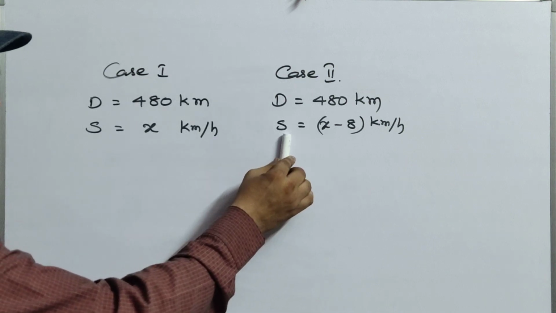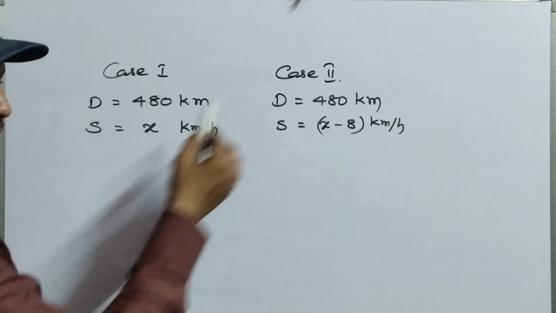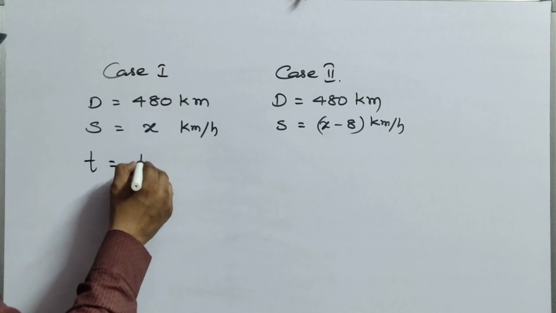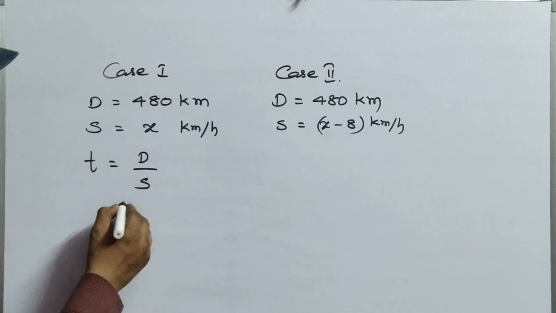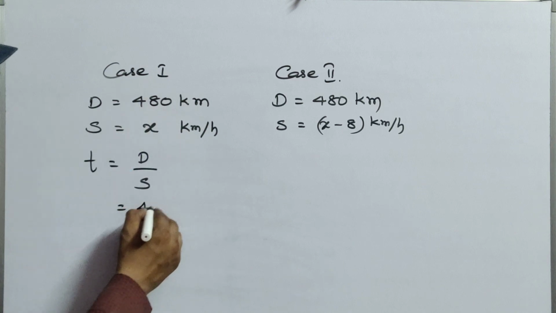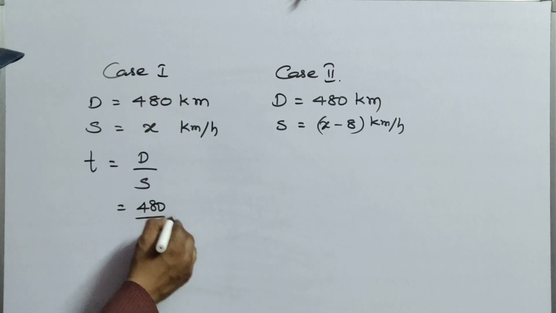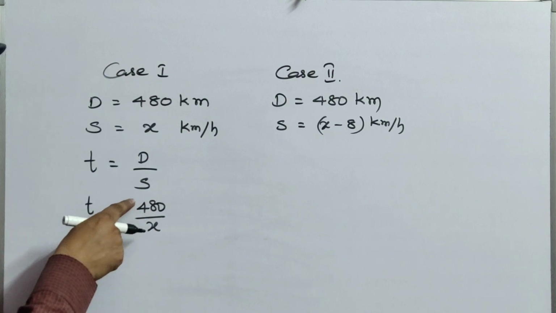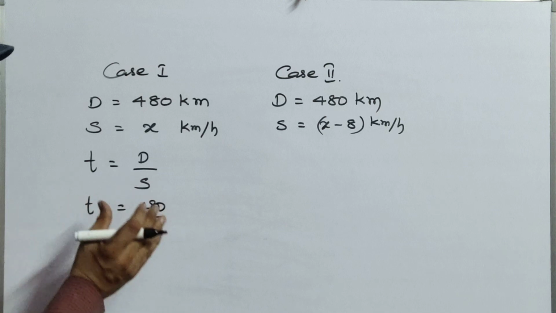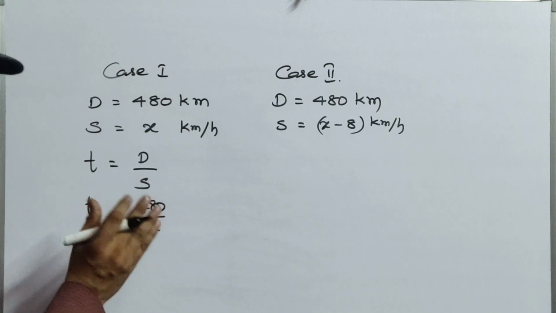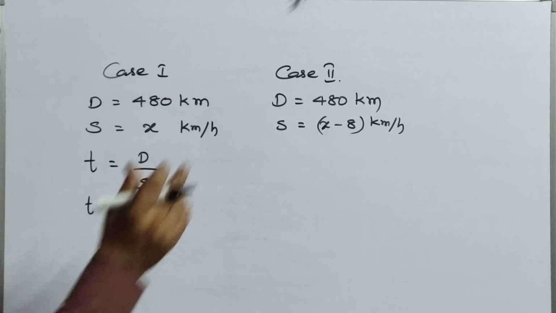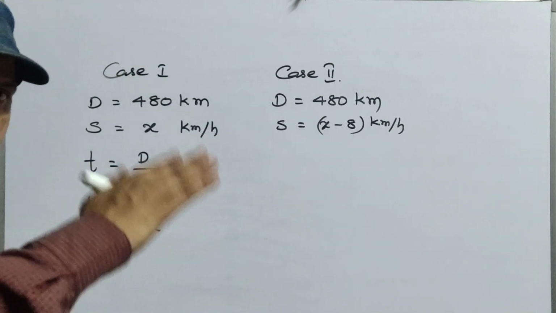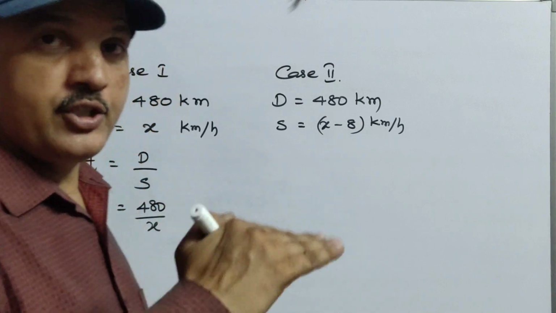But here in case 2 what happened? Speed is reduced by 8 kilometers per hour. Now find the time here. Time equals distance by speed. That means 480 by x is the actual time. We don't know x exactly, so that's why the time is 480 by x. To reach the destination it takes 480 by x time. But what happened? Speed is reduced by 8 kilometers per hour.